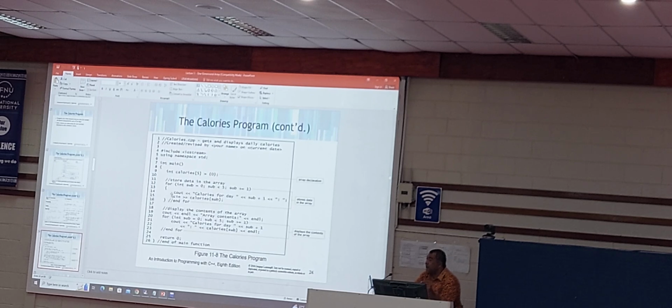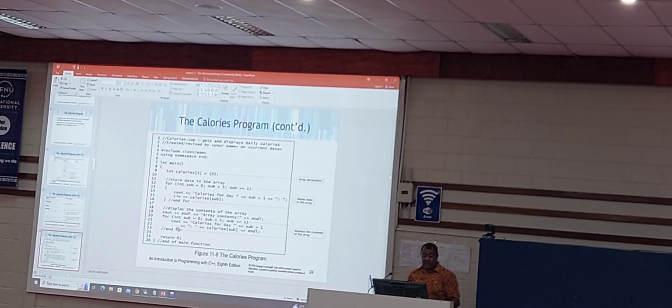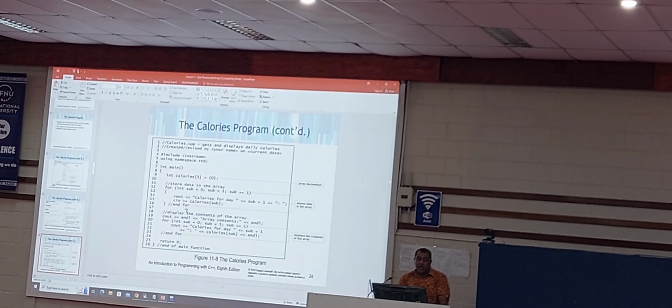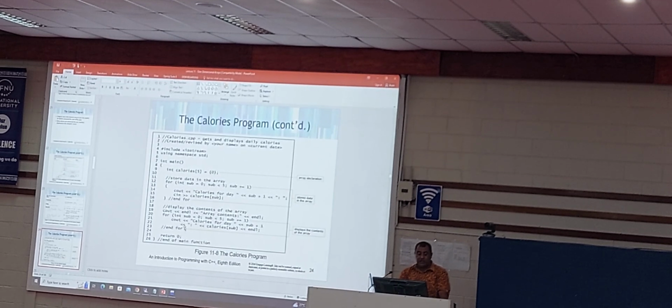Size of the array is 5. That was already declared in line number 9. We are using this for loop to populate the array. And from line number 18 to line number 23, we are using another loop to display the content of the array. First we populate, add the data into the array. The second loop allows us to display the outputs, to display the content of the array.